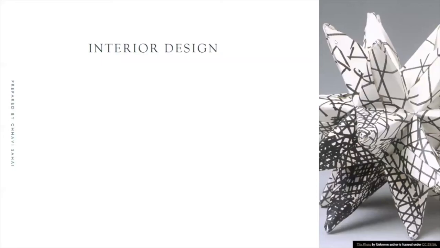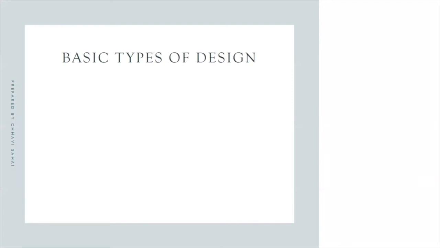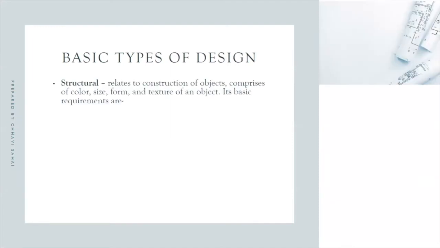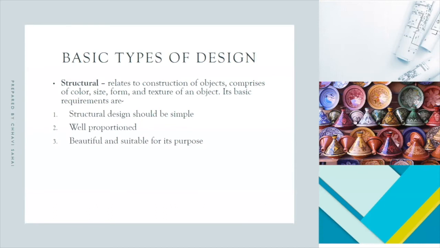So as we talked about interior design, the main aspect is that it embraces the application of art and science to create a novel feature that is something very unique and also a beautiful environment. So, coming to what are the basic types of design that are there. First is the structural type of design, where it relates to the construction of various objects. It comprises of color, size, form, texture of an object that has been used in designing.